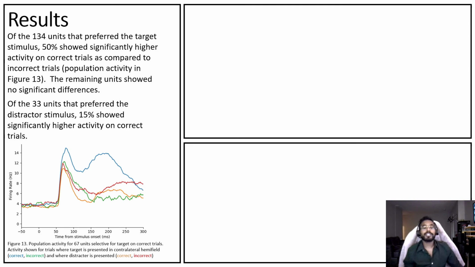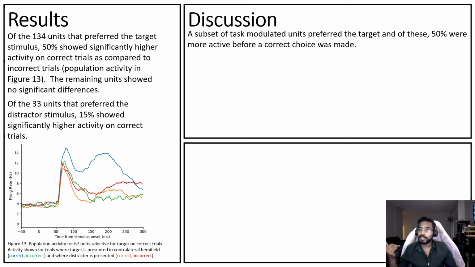So the last thing that we can see is that for the 134 units that prefer the target stimulus, 50% of them actually have higher activity on correct trials as compared to incorrect trials. So taking all of this together, we can see that marmoset PPC contains units that discriminate between target and distractor, and of these units, a large chunk have increased activity on correct trials, suggesting that these units play some sort of role in target selection.